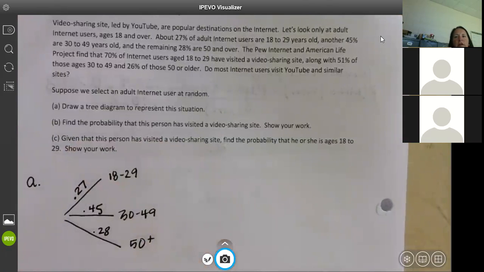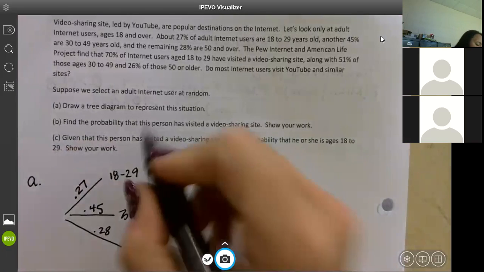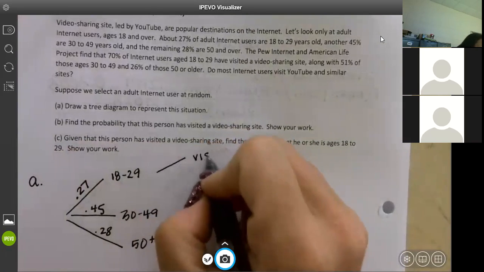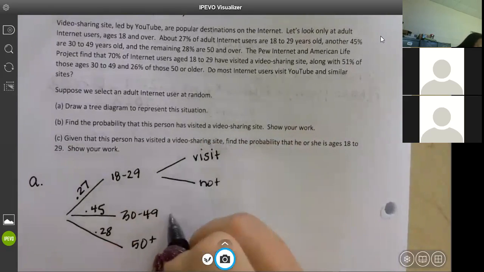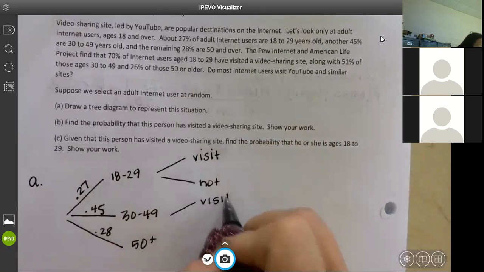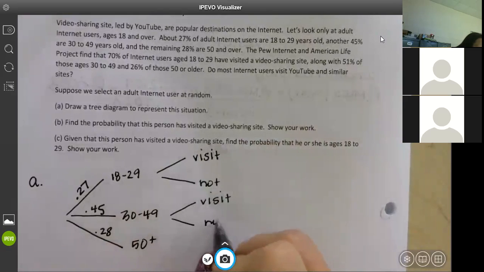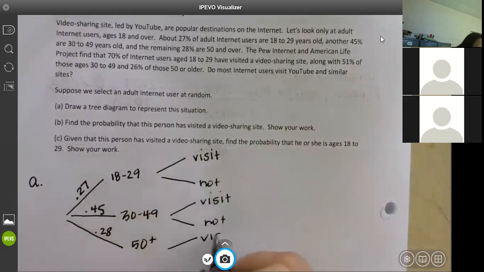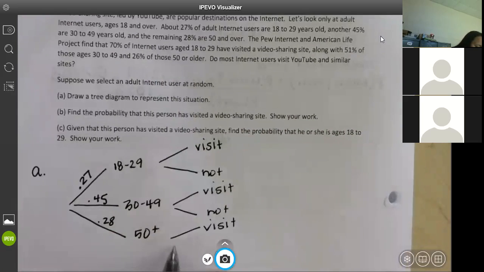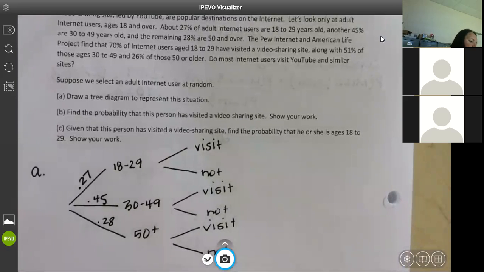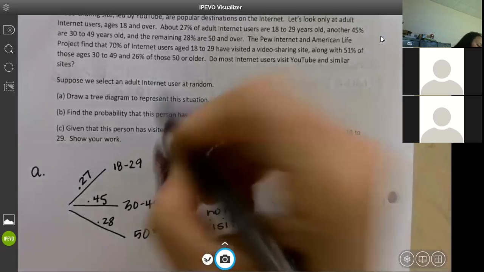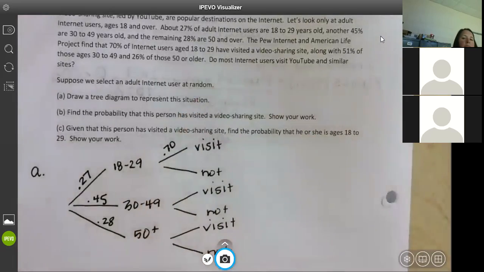All right, it says the Pew Internet and American Life Project found that 70% of internet users aged 18 to 29 have visited a video sharing site. So some have either visited or not. And it's the same thing for all of them. So for 18 to 29, it says 70% have visited. So how many have not?